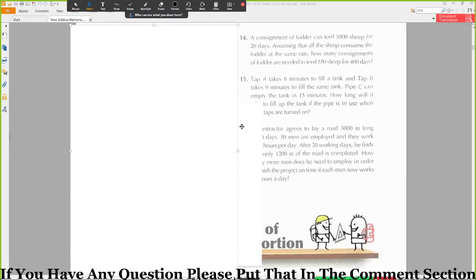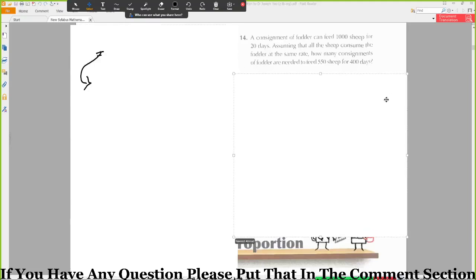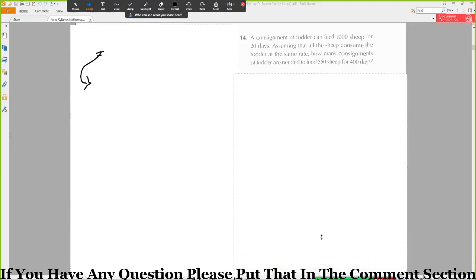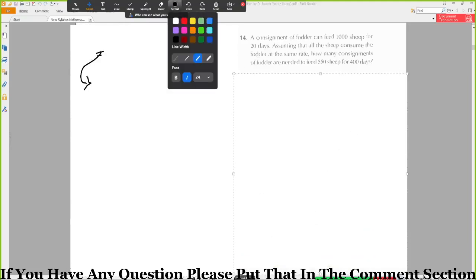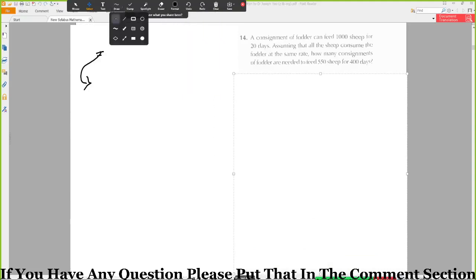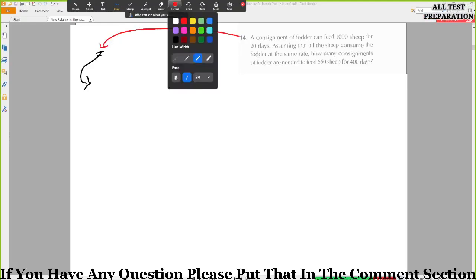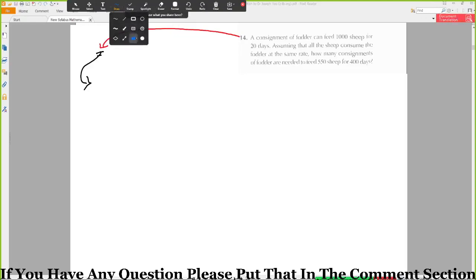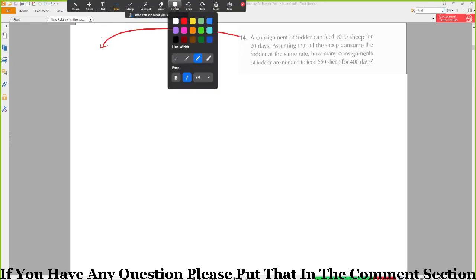Question number 14. Read this question. A consignment of fodder can feed 1,000 sheep for 20 days. Assuming that all the sheep consume the fodder at the same rate, how many consignments of fodder are needed to feed 550 sheep for 400 days?